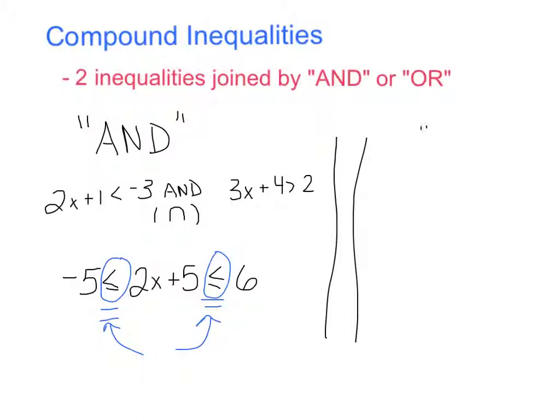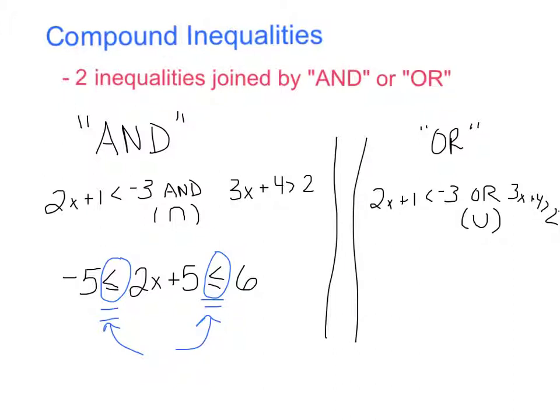If I have an or statement, I might have the same statement, 2x plus 1 is less than negative 3, but it's going to be joined by an or, which indicates the union, which we symbolize by a right side up U. We're looking for the solutions of both, and looking for where there is any shading at all. So it's or 3x plus 4 is greater than 2, for example.